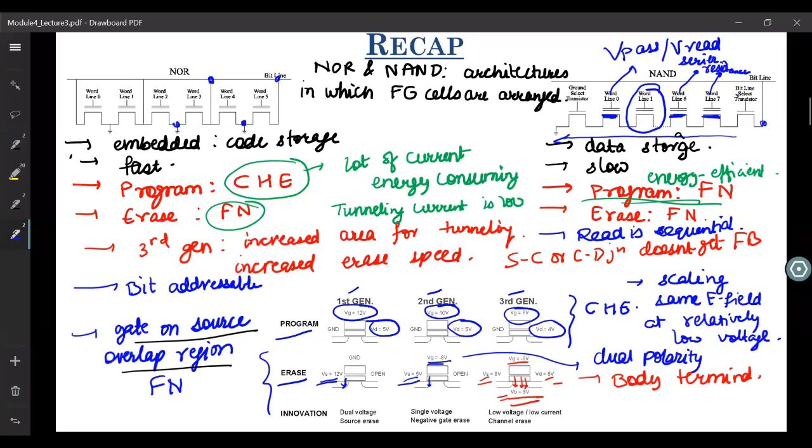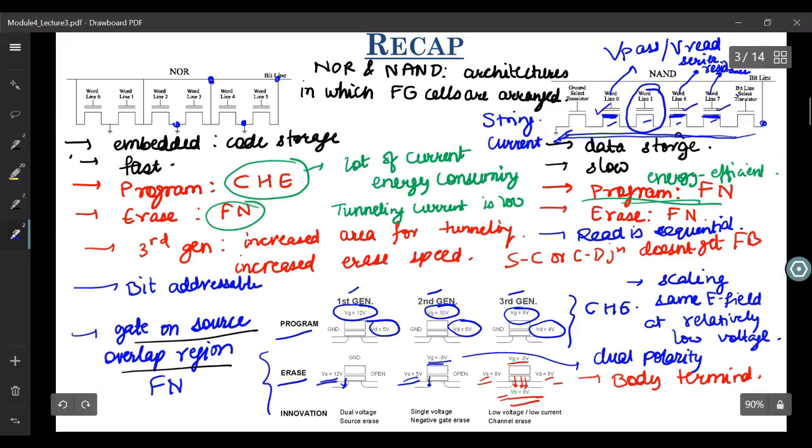And in NAND flash, you read the string current. So each of these cells connected over here form what is known as a string. So what exactly is read in NAND flash is the string current. If these are in pass mode or read mode, it ensures that the string current is only a function of the current through this selected cell, and it's not a function of the other cells. So that is why we put all the other unselected cells to VPass or VRead mode.